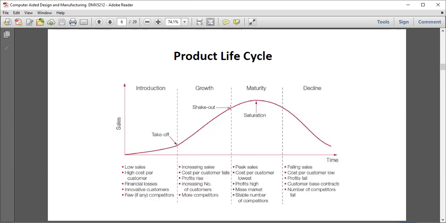After some time, once people have started buying, it reaches a peak and then people stop buying, because maybe there will be a new product in the market, so purchases reduce and slowly it goes to the decline stage, the end of the life cycle. You cannot sell the product anymore after some time. So this is the product life cycle, and you should remember these categories, and read about these as well.